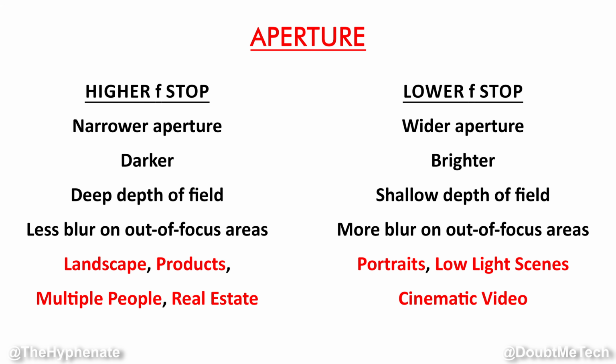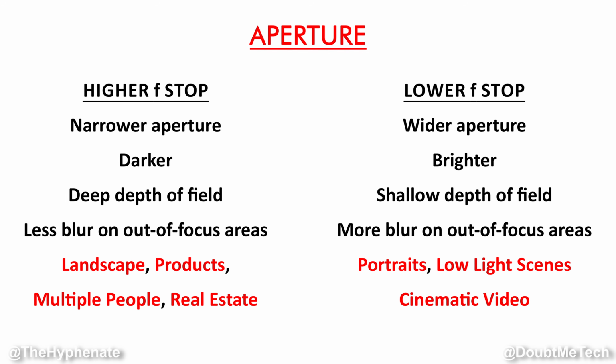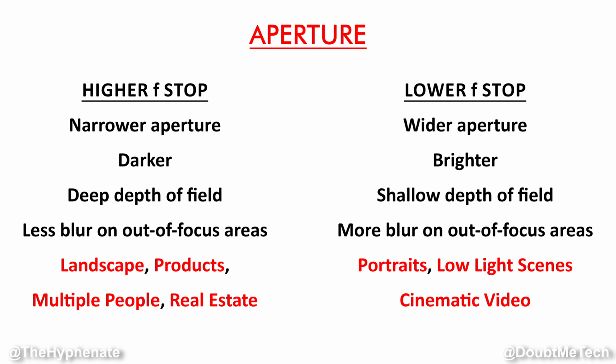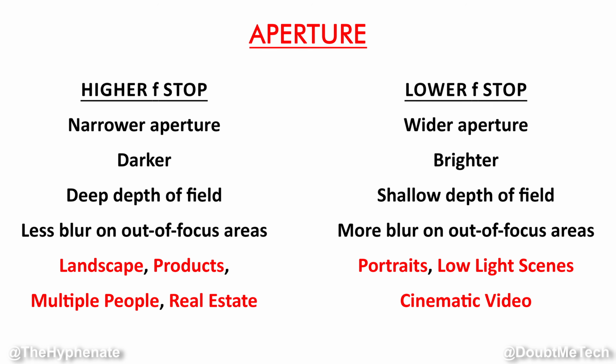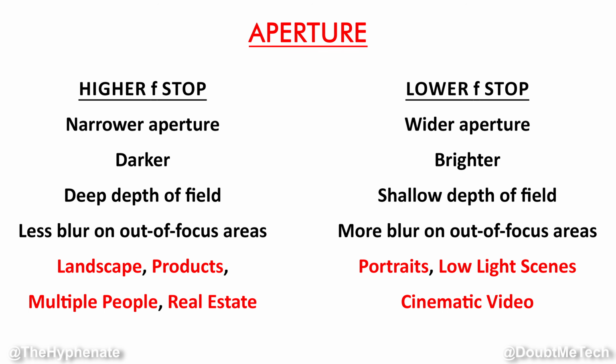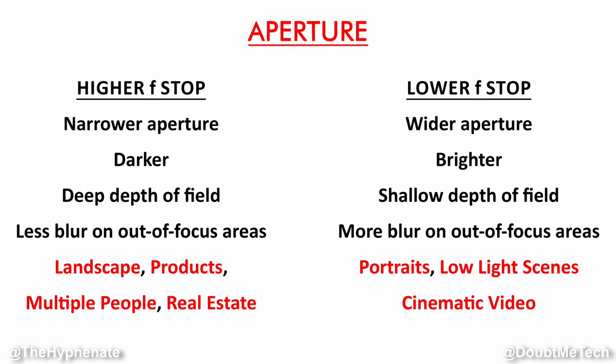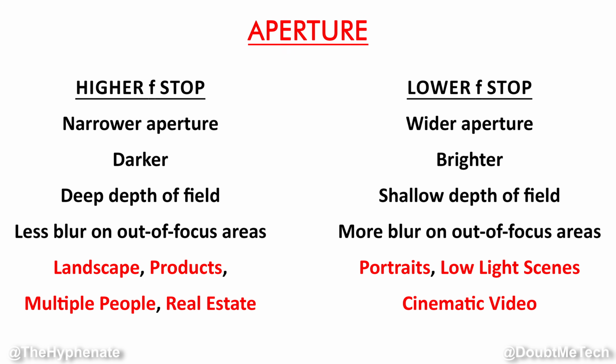Now, a term that a lot of people use is referring to a lens as fast, a fast lens. That tends to be a lens with a wider aperture, such as f1.8, f1.4, f1.2, etc. Wider apertures are ideal for portraits, scenes with low light, and have a more cinematic look on video. Higher f-stops are great for landscapes, buildings, products, or if you have multiple people in a photo.